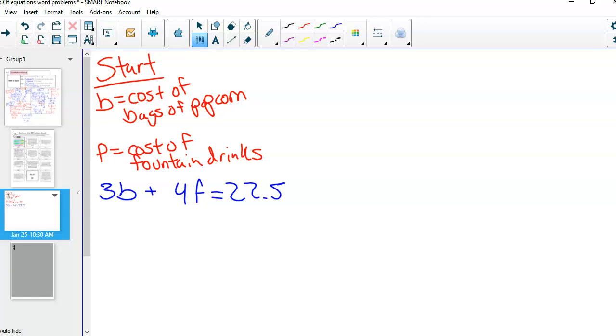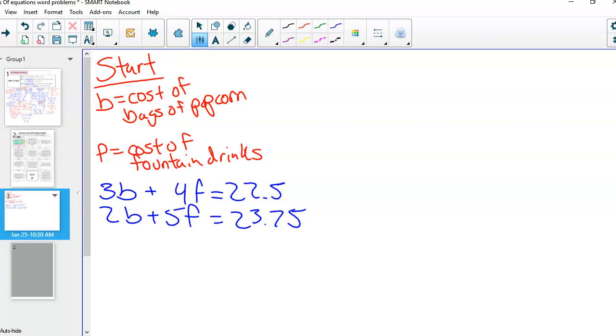Let's set up the other one. What would the other equation look like? 2B plus 5F equals 23.75. Right. So we set up our variables. We now have a system of equations. Now we need to solve them.